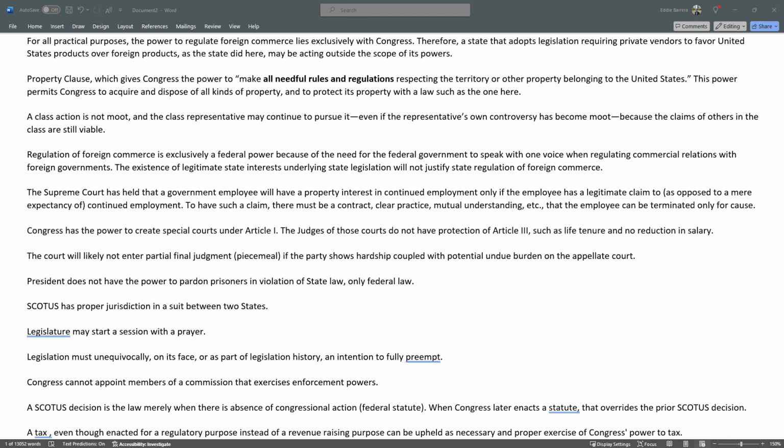A SCOTUS decision is the law merely when there is an absence of congressional action, federal statute, when Congress later enacts a statute that overrides the prior SCOTUS decision. A tax, even though enacted for a regulatory purpose instead of a revenue-raising purpose, can be upheld as a necessary and proper exercise of Congress's power to tax.